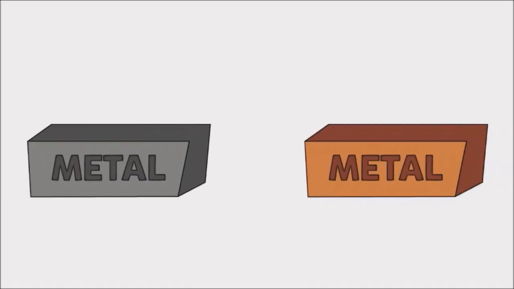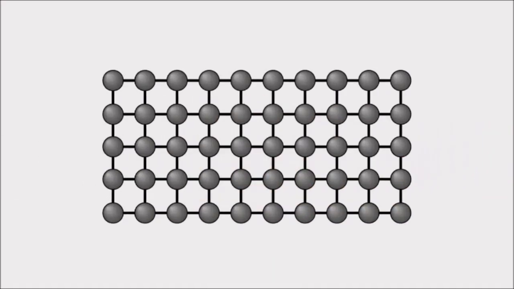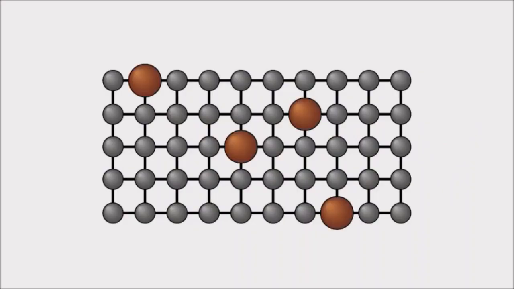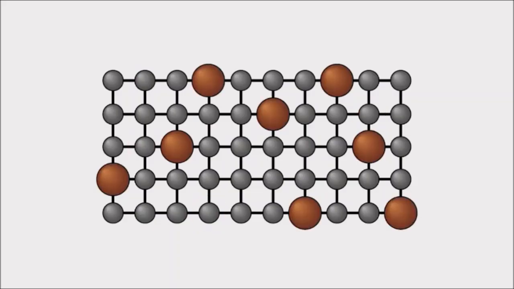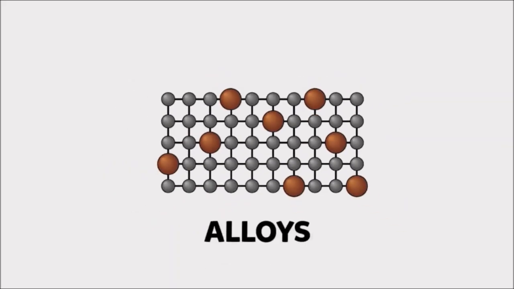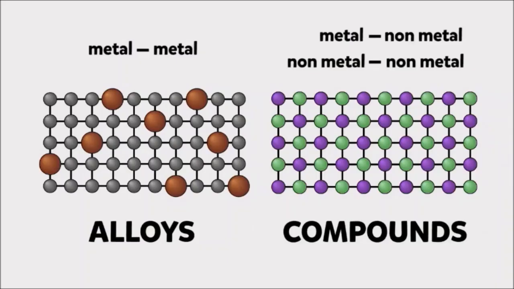It also means that when you try to react metals together, the atoms normally just mix into the lattice, forming metallic bonds with each other, with no fixed proportions and randomly distributed. These structures are called alloys. Contrast this with compounds between metals and non-metals, or between non-metallic elements, where the proportions of each element are fixed.